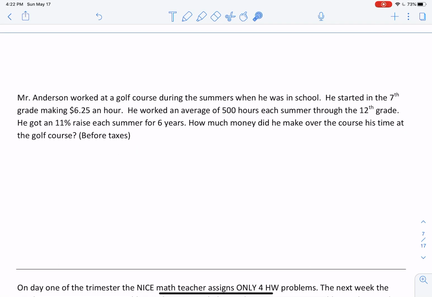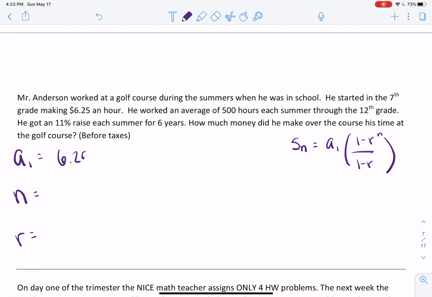Before taxes, of course. So let's think about that really quick. You know that we're talking about geometric series. So I'm going to write down what it is that we need. So we need our first term. We need an N, and we also need an R. So the first term, well, it's not technically 625. We want to figure out how much money he made. So let's figure out how much money he made that first summer if he worked 500 hours. So that would be about $3,125 that he made that first summer.